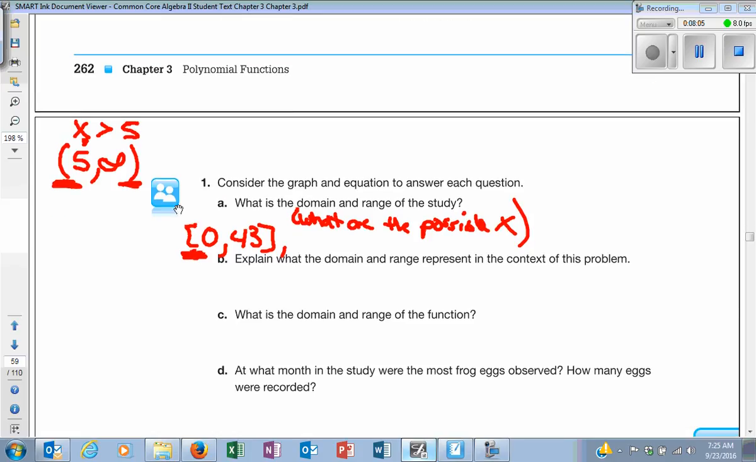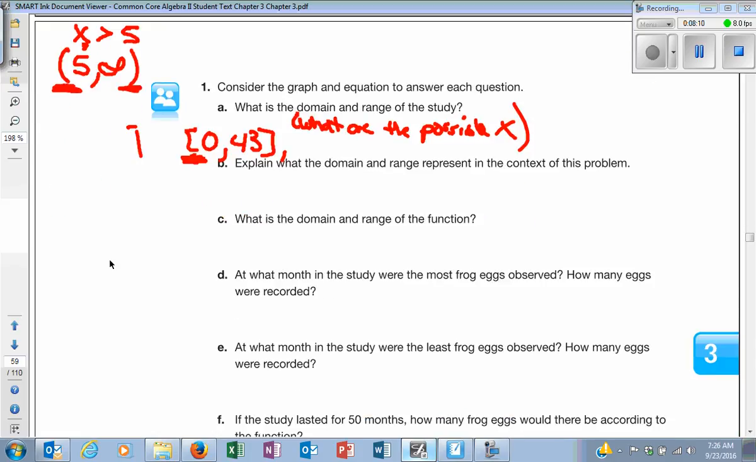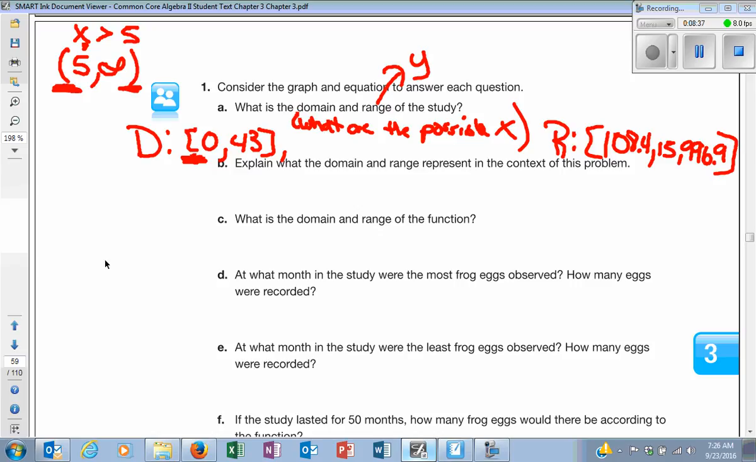Tell me those numbers again. So this, let me go back for a second. This is the domain. What's the difference between domain and range? Domain is all the x's. Range refers to the y values. So my range would be, what was it? 108.4 and 15,966.9. Okay? So that would be the domain and range.